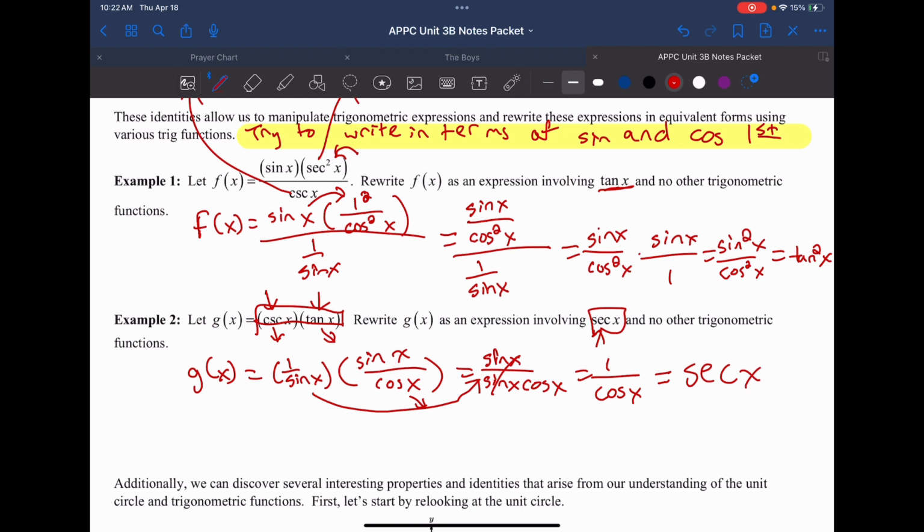And honestly, once you get the hang of this, I think this is some of the most interesting parts to do at all.